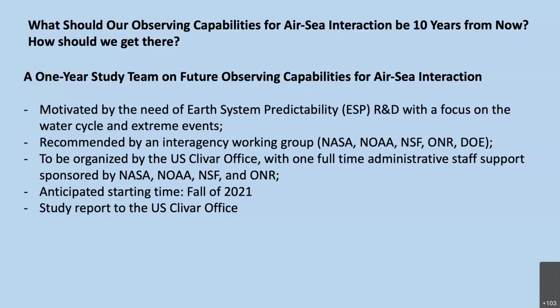Start probably fall of this year, and one year later, submit a report to the US CLIVAR office. And the report basically answers the question listed on the top: What should our observing capability for Earth interaction be in 10 years from now, and how should we get there?